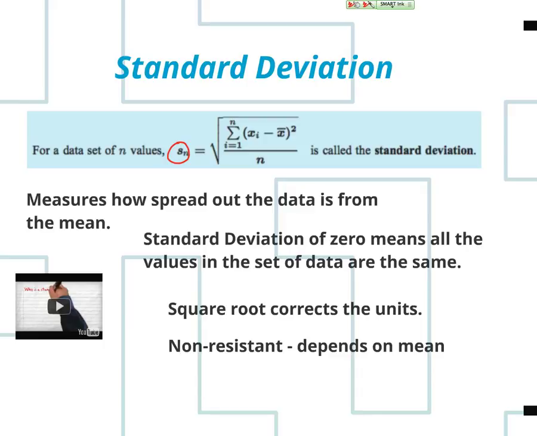Okay, so then if we calculate the standard deviation and it turns out to be 0, that would mean that all of the values are exactly the same, that everyone got the exact same score, which we know doesn't really happen a lot, but that's what that would mean.